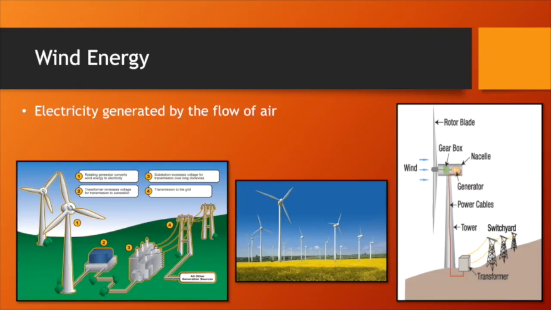There's also, and finally, in our examples, wind energy. So in this case, electricity is generated by the flow of air. So when the wind blows and moves the blades of the fan, a generator generates current, and this current can be utilized in your home.